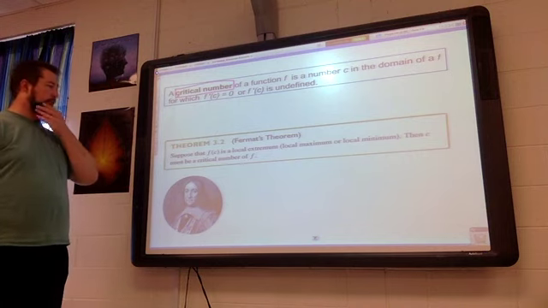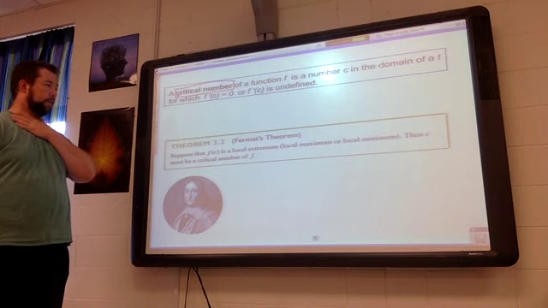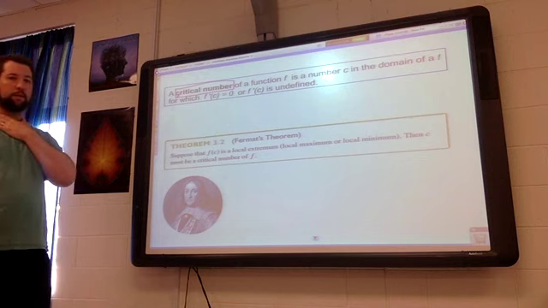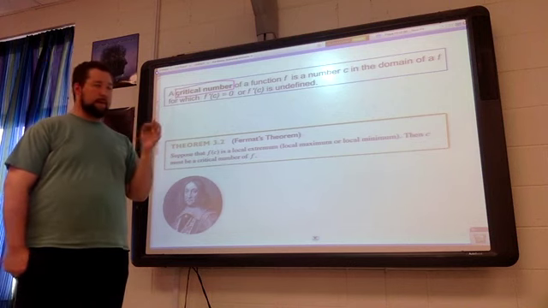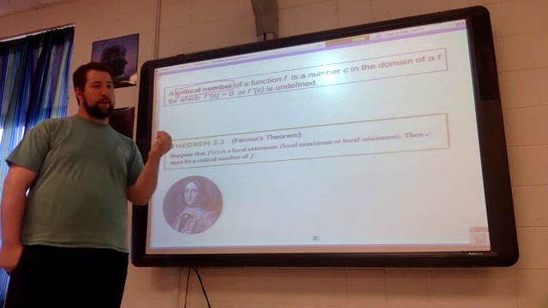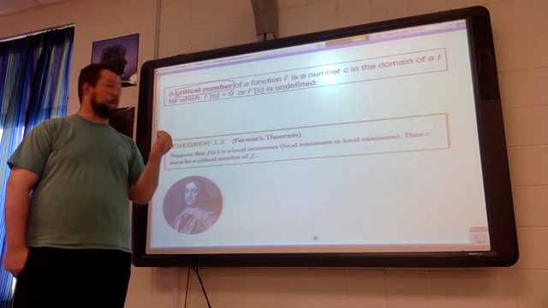All right, what Fermat's theorem here says: suppose that f of c is a local extrema, a local maximum or a local minimum, then c must be a critical number of f. So this says basically that if you have a local maximum or a local minimum, then the x value, or that c value, where that occurs is going to be a critical number.